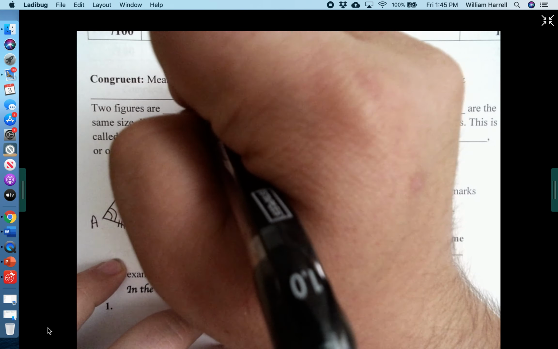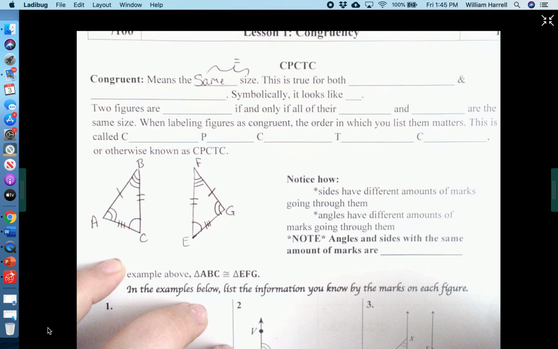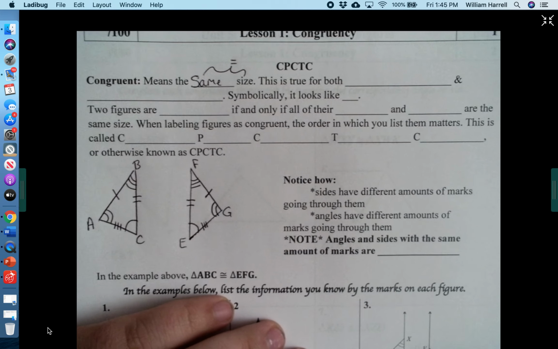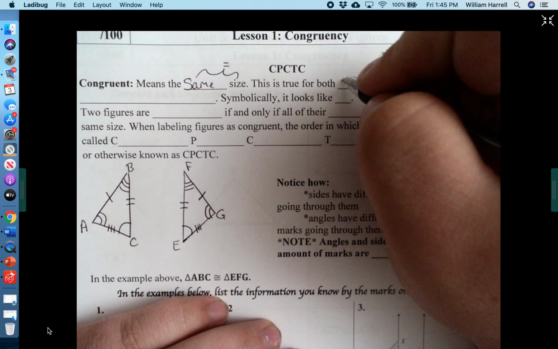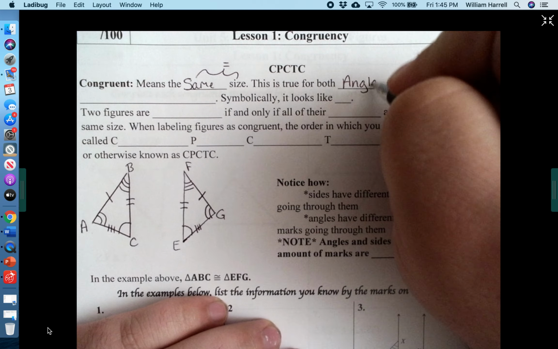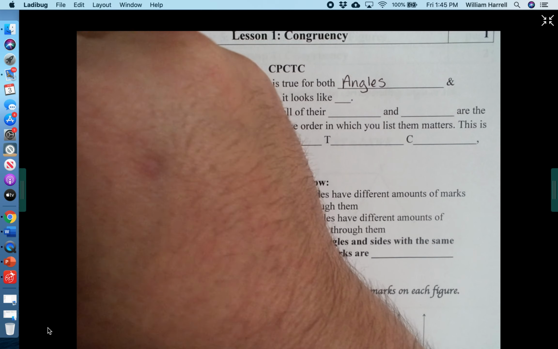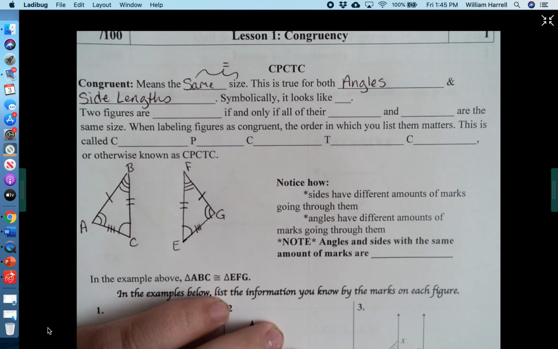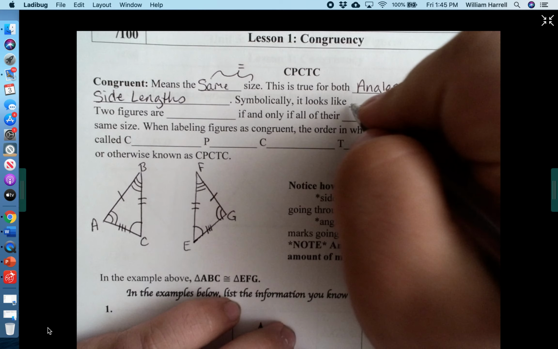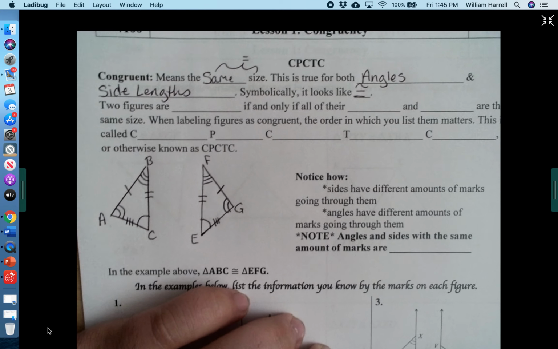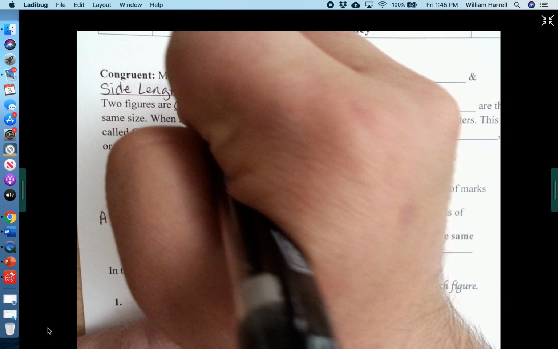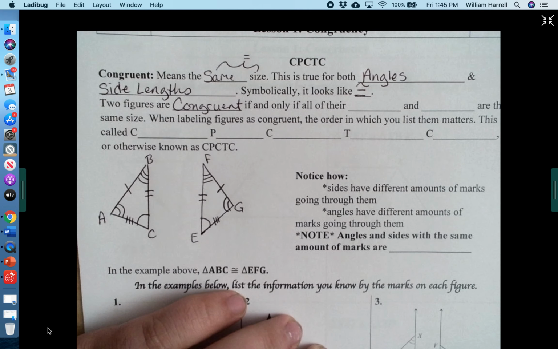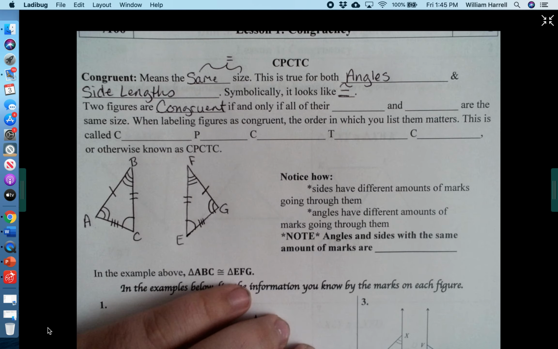Now, congruent means the same size. Another word that y'all may like to use here is just equal. This is true so you can have congruence for angles and side lengths. Again, congruent sign, equal sign with a squiggly over the top. Two figures are congruent or the same, match. Again, mathematically though, that word is equal or congruent.